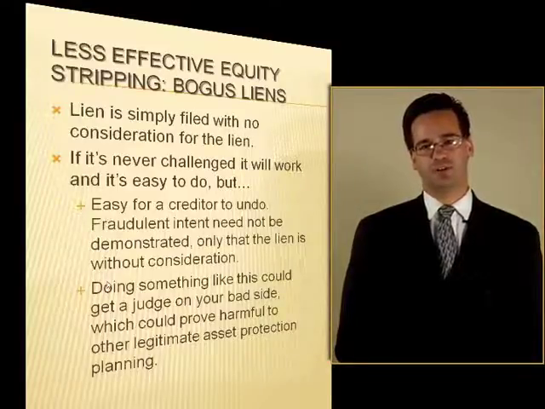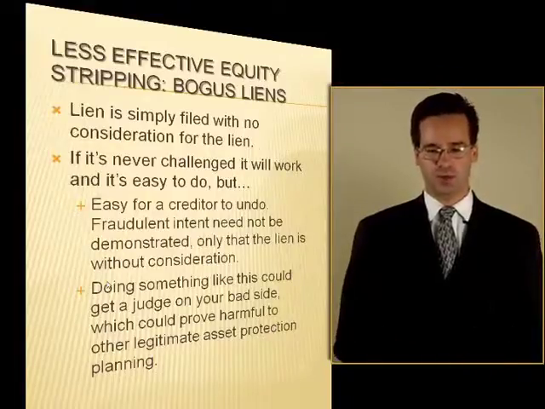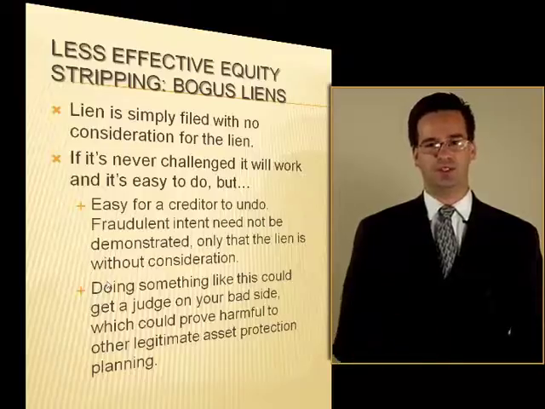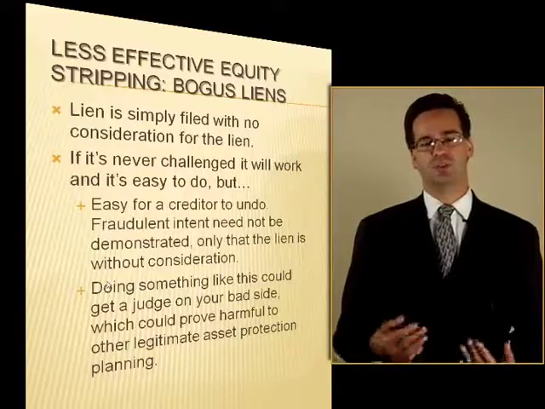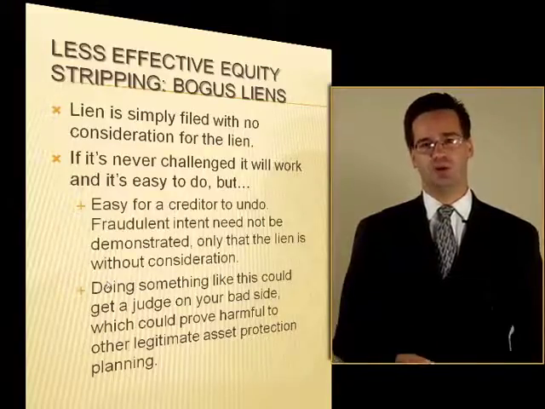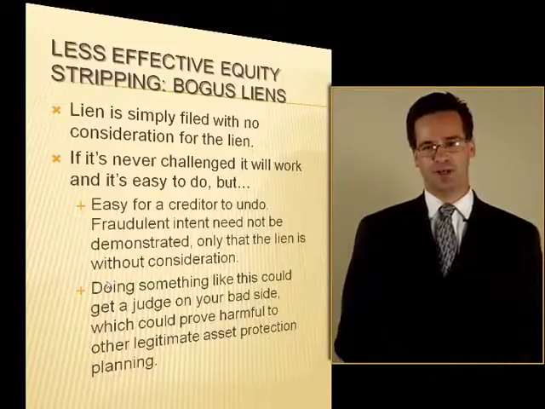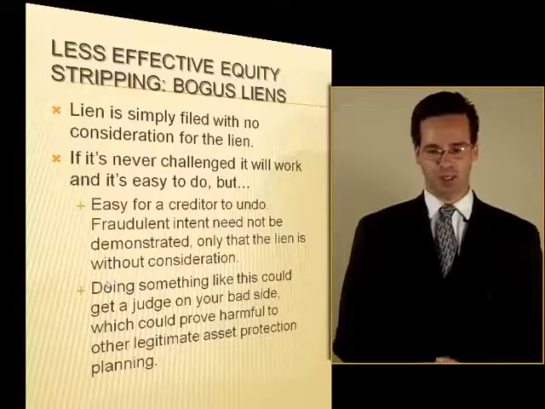But if a creditor challenges it, he only has to show two things, and then these bogus liens will fall apart. Number one, he has to show that you're unable to pay your debts as they come due, and number two, he has to show that there's no real reason, there's no consideration, no one loaned you any money, you don't have any valid obligation, or there's no valid business context for having an obligation on this, or a lien on this property to secure an obligation.